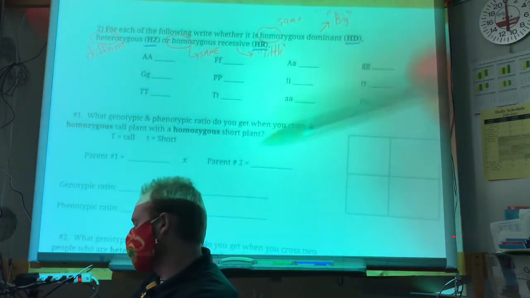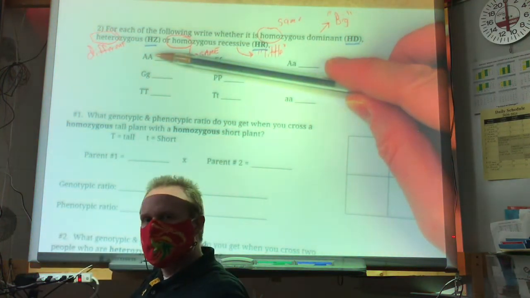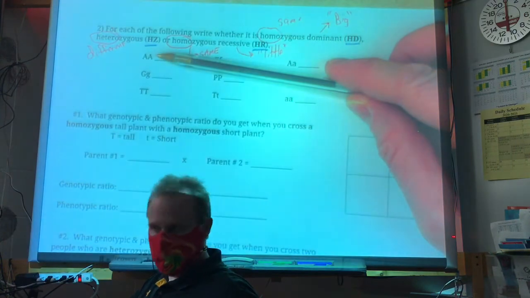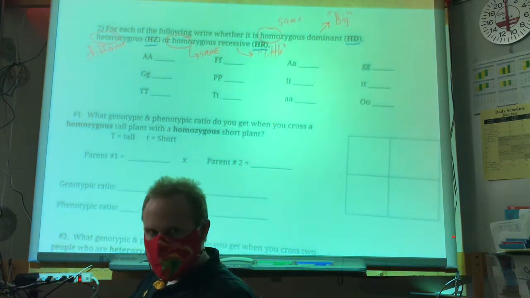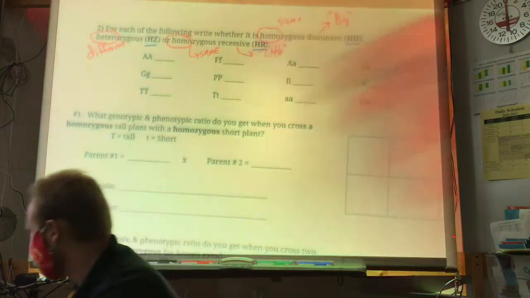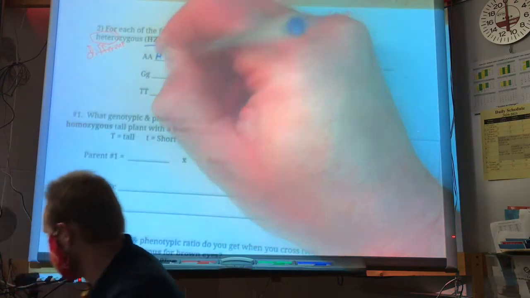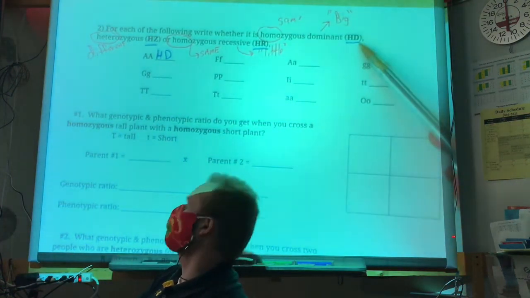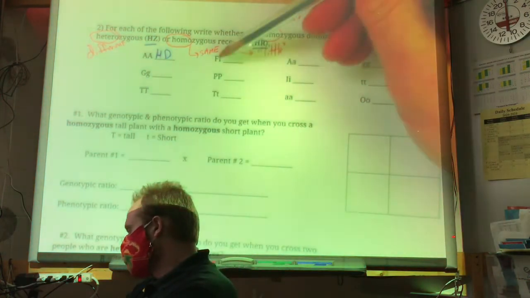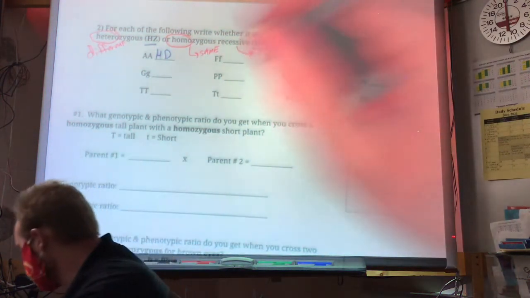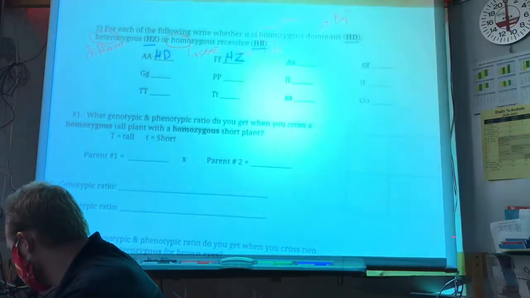So if we look at big A, capitalization-wise, are those the same or are they different from one another? Same. And are they bigs or littles? Bigs, which represents dominant or recessive traits. So we would recode that as HD, homozygous dominant. Big F, little f, same or different? Different. So that's going to be HZ.